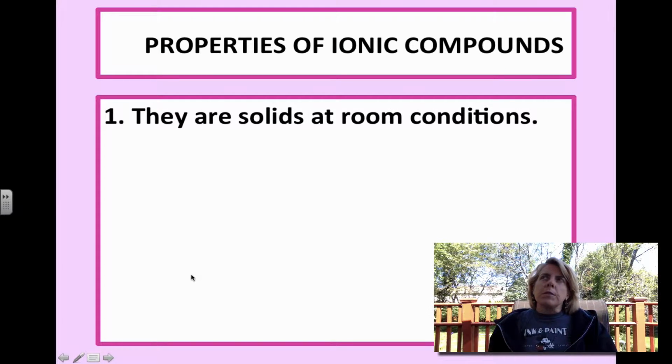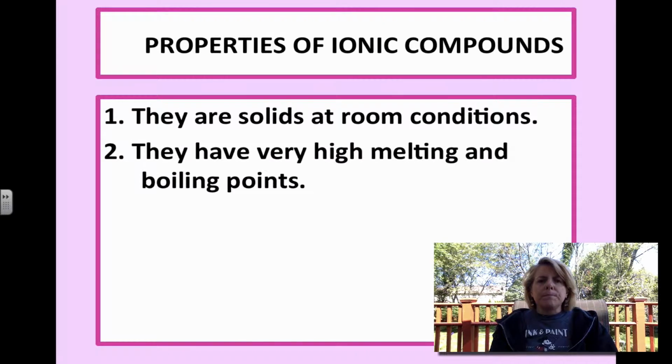Because of the bonding that occurs with ionic compounds, they are typically solids at room temperature. You're going to notice a lot of the ionic compounds are like salt. They're essentially solids. Because of the bonding within ionic compounds, they have extremely high melting points. They also have very high boiling points, and that illustrates their stability.